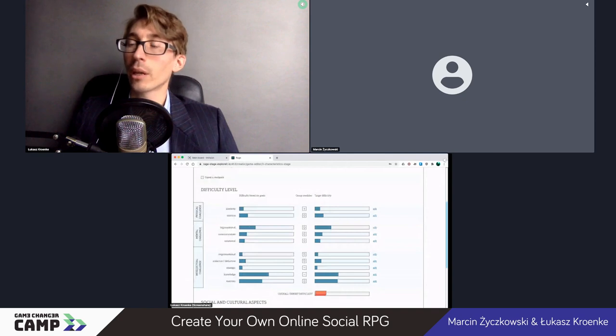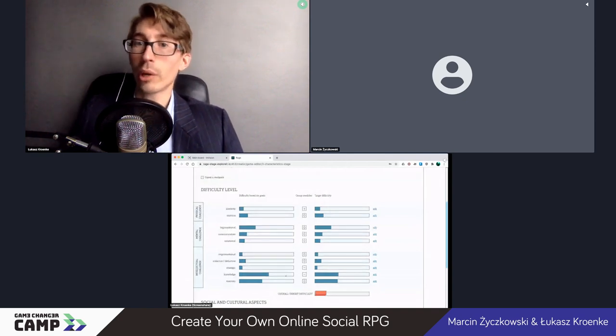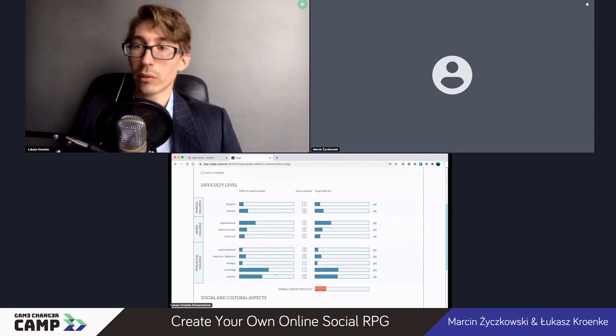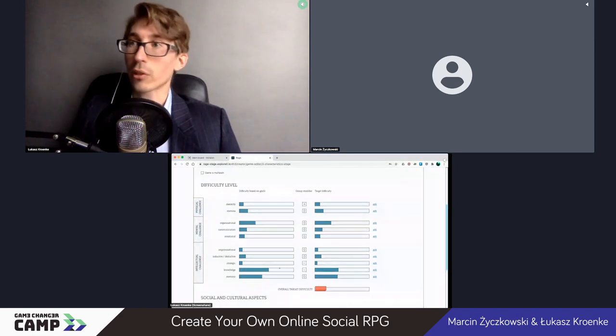We have how the game should be challenging in each of these sections to help you achieve your goals. And to give an example, we have an educational game. So our game should be challenging in the area of knowledge and in the area of memory the most. And you can see that in the values of the stats on the screen.